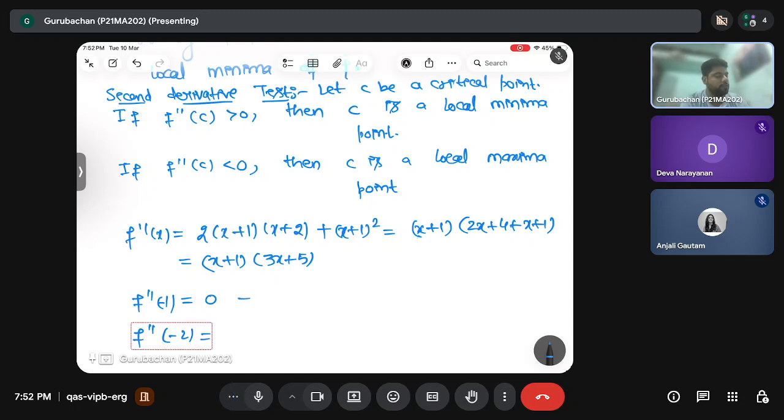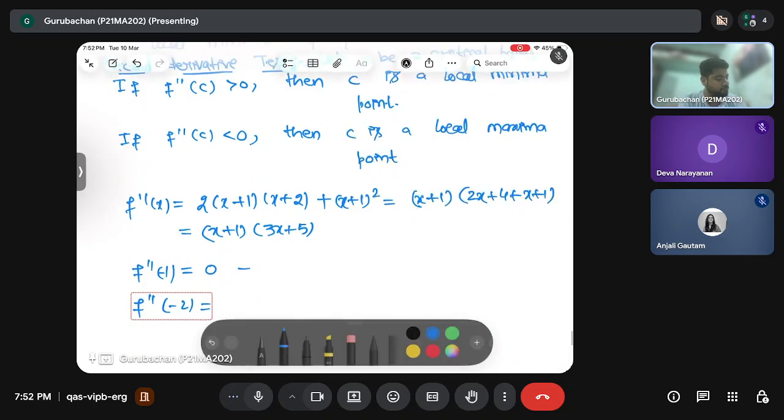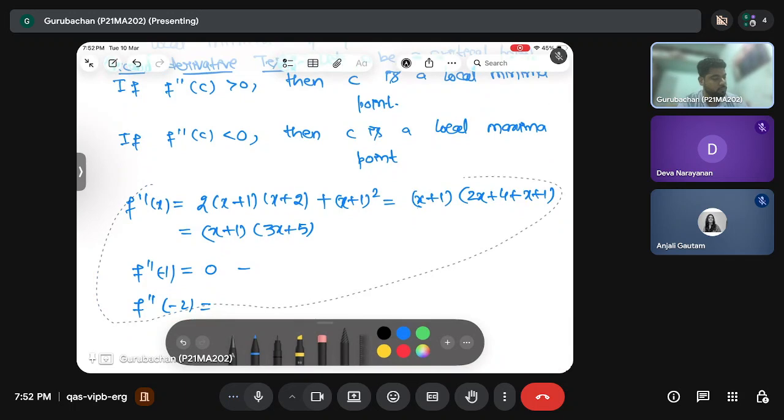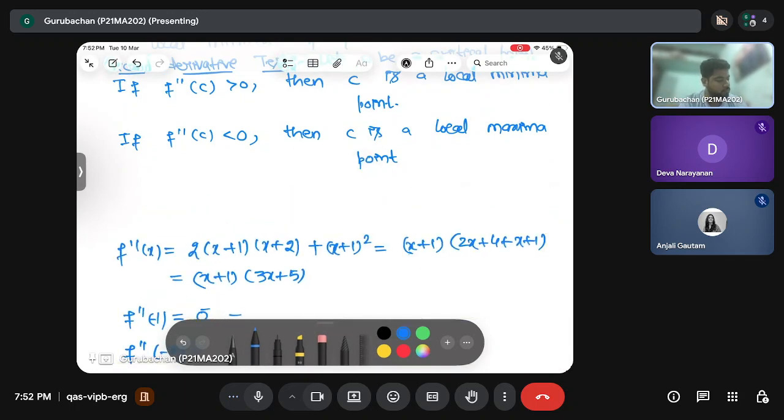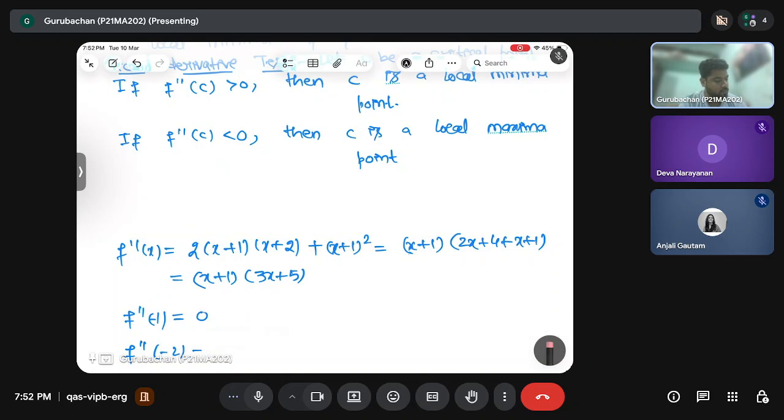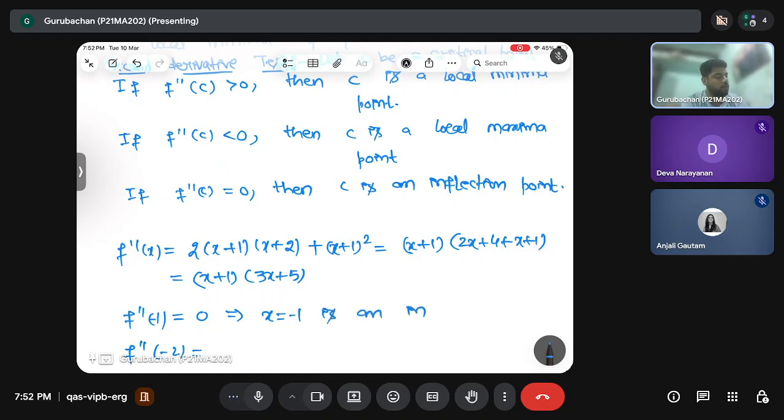in this case scenario, so if inflection point, so here x equal to minus 1 is an inflection point.